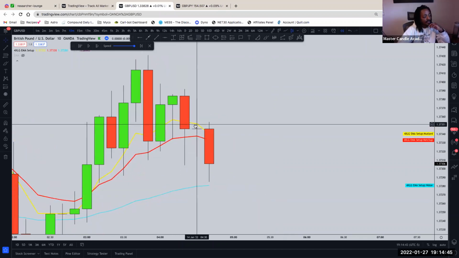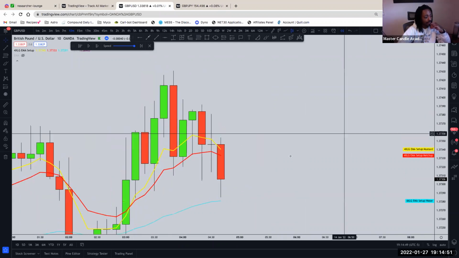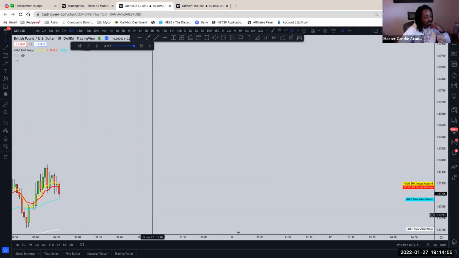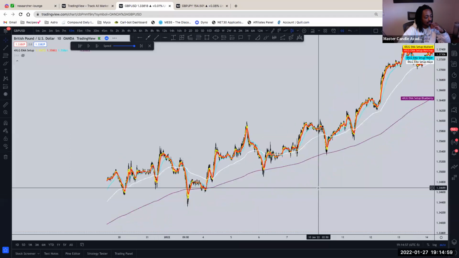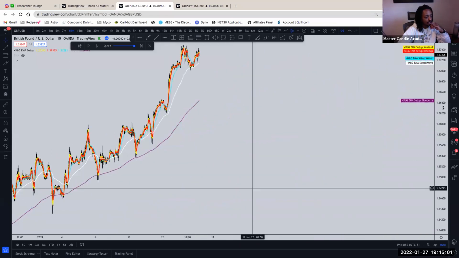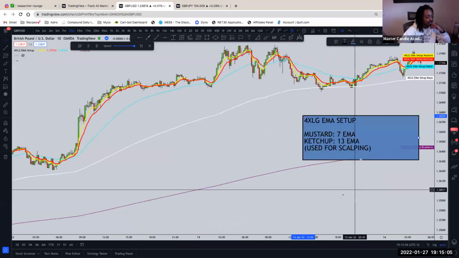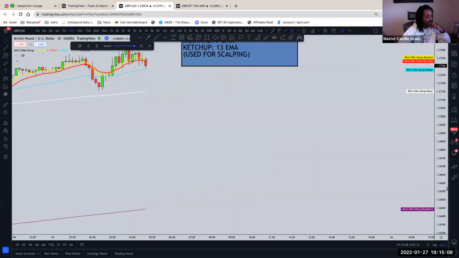All right. Ketchup, mustard. Mustard, ketchup. Now I just got to find that dang box. Me and TradingView don't really do well together. There we go. Just want to make sure we can see our notes.